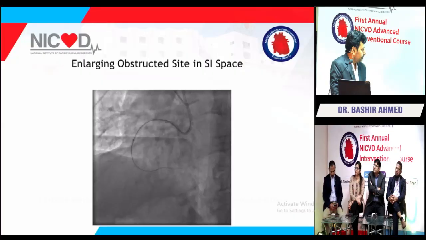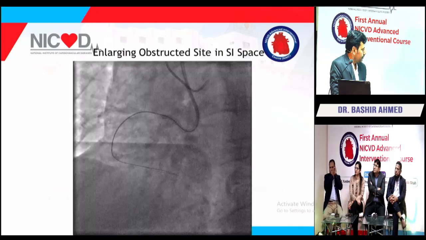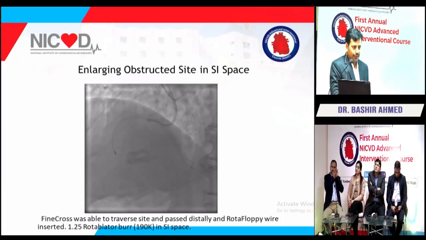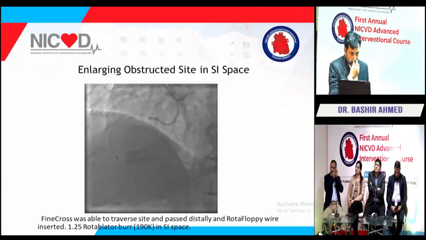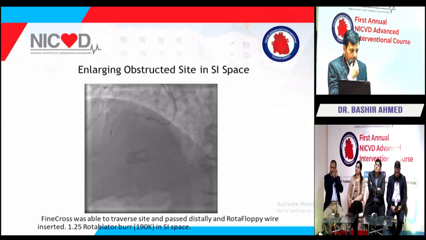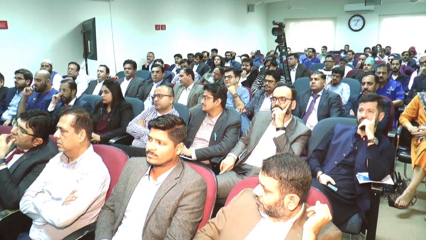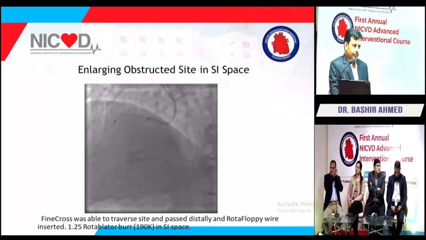A loop was formed, crossbars won't negotiate the calcium right where you see the balloon is stuck. I think that in this case there was rota, so I want to show that. So a comment here: after passing the wire from subintimal to the true lumen, then rota was performed. So you can rotablate.